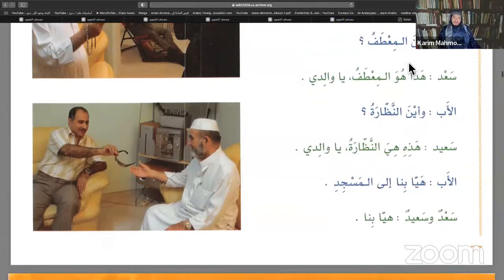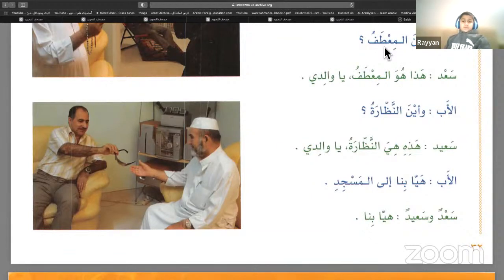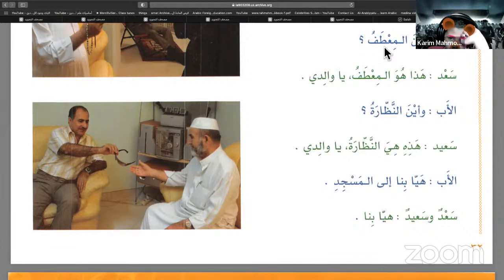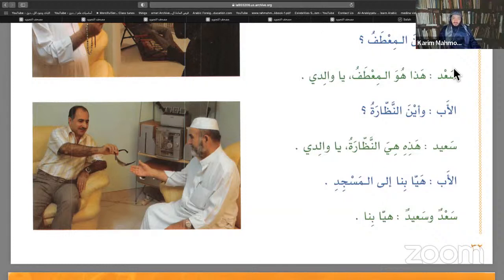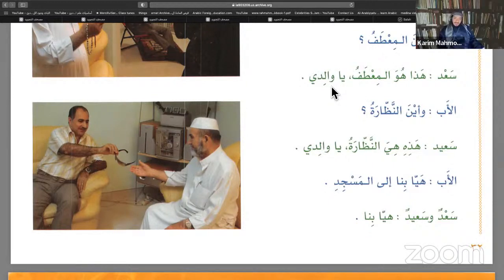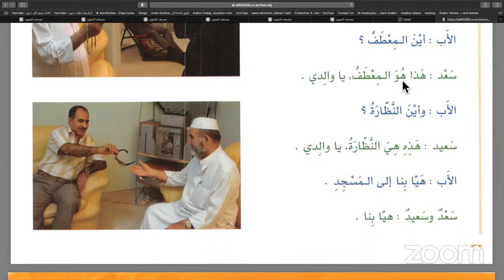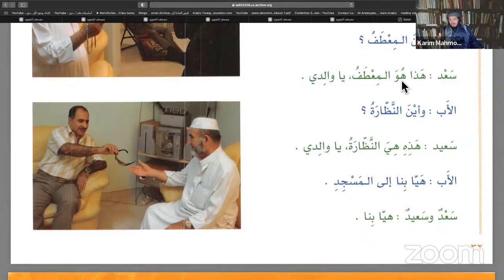Okay, أين المعطف? أين means where. And المعطف means the jacket, a coat or a jacket. So where is the coat? Where is the jacket? هذا هو المعطف. هذا هو means here is something, or there is something. Here is the jacket, here is the coat, or there's the coat.